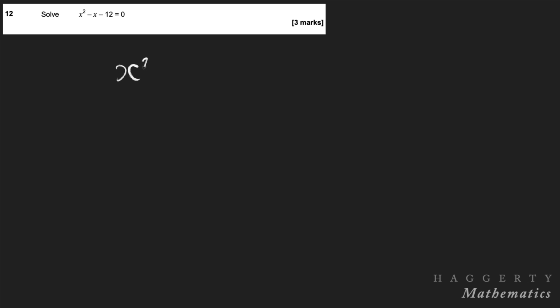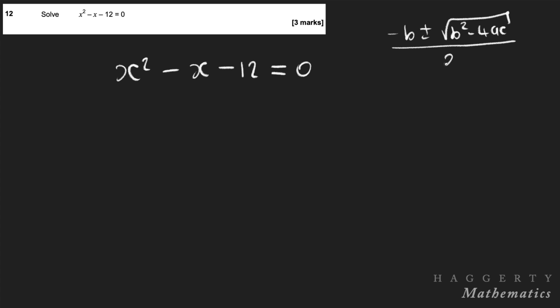Well, there are different ways of doing this. You can straight up use the quadratic formula to solve this. So what is that? It's negative b plus or minus the square root of b squared minus 4ac, all over 2a. It's a bit overkill. I mean, you could use that, where a would be 1, b would be -1, and c would be -12. Right, but that's a bit overkill.